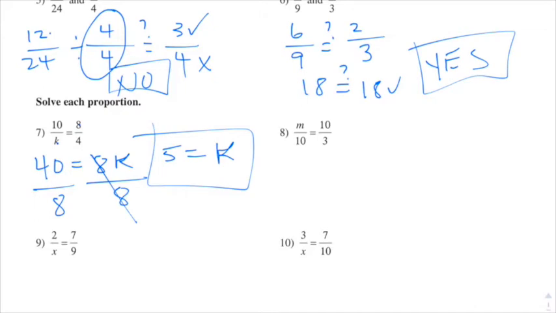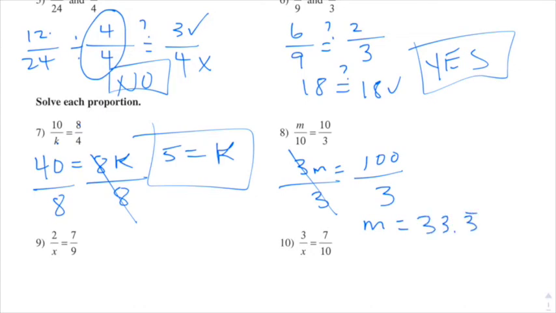Number 8, same concept. M times 3 gives us 3m equals 10 times 10 is 100. So what are we going to do next? We got to get the m by itself. So what we're going to do is divide both sides by 3. And when we do 3 divided by 3 on the left side, we end up canceling those 3's out, and we end up with m equals 100 divided by 3. If you do it in your calculator, you end up getting 33.3 repeated, and that's our final answer for m.